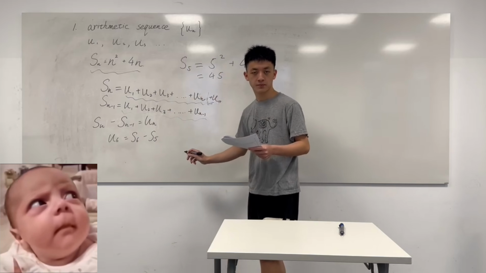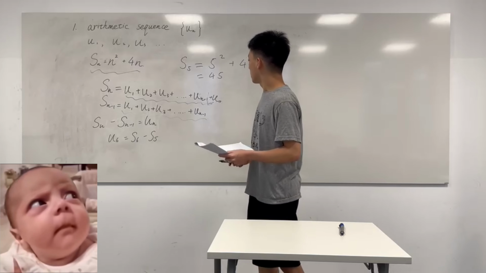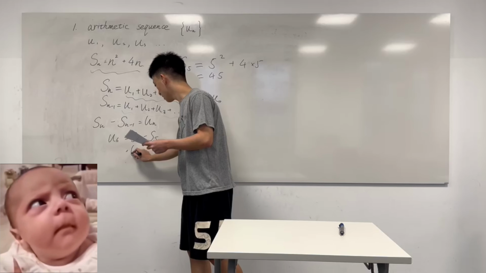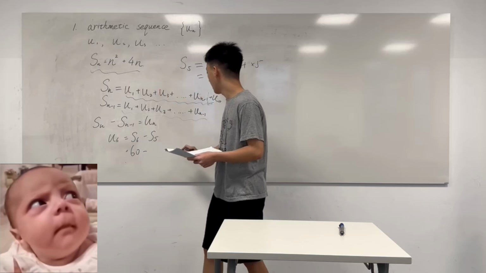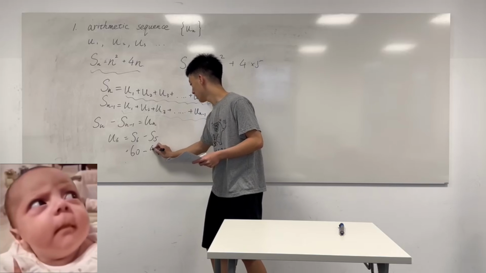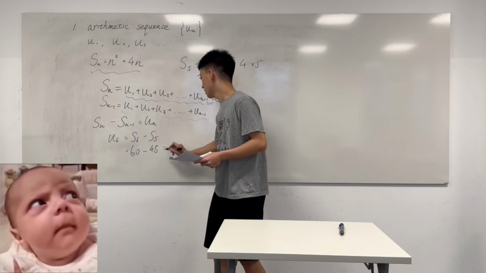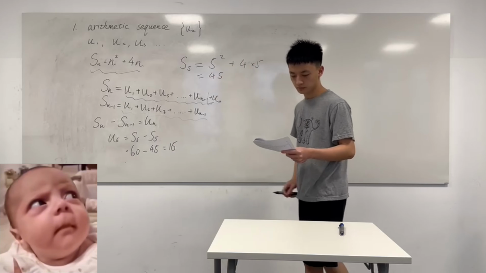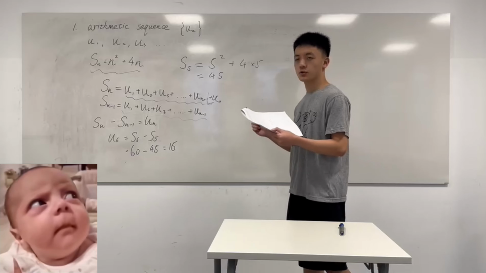Does that make sense? Therefore, we already know S6 is equal to 60, and we know S5 is equal to 45. So we know that U6 is equal to 15. It also makes sense, right?